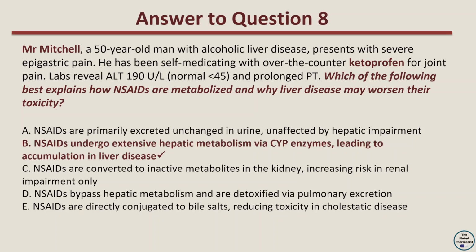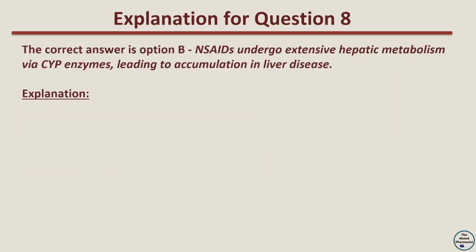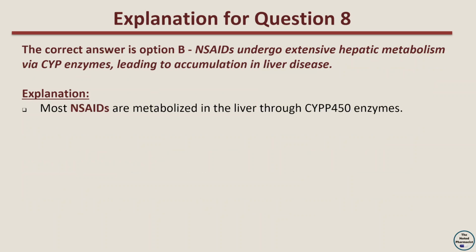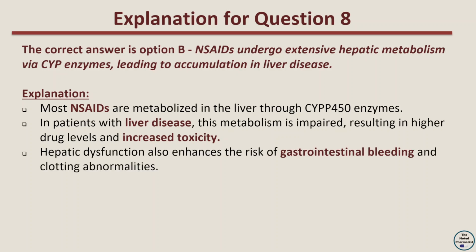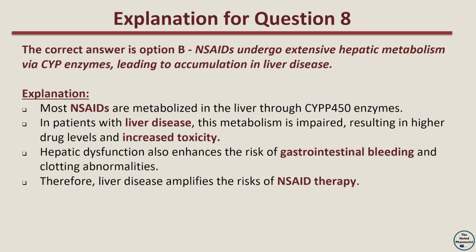The correct answer is option B. NSAIDs undergo extensive hepatic metabolism via CYP enzymes, leading to accumulation in liver disease. The explanation is that most NSAIDs are metabolized in the liver through cytochrome P450 enzymes. In patients with liver disease, this metabolism is impaired, resulting in higher drug levels and increased toxicity. Hepatic dysfunction also enhances the risk of gastrointestinal bleeding and clotting abnormalities. Therefore, liver disease amplifies the risks of NSAID therapy.